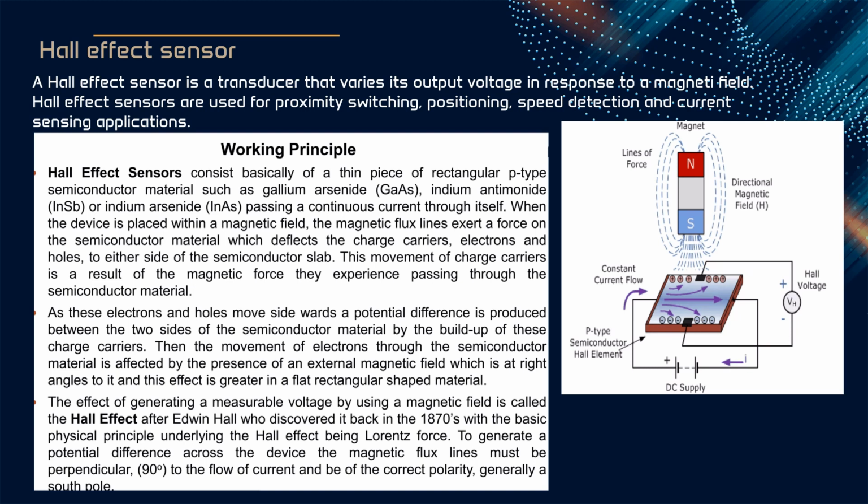Then the movement of electrons through the semiconducting material is affected by the presence of an external magnetic field, which is at right angle to it, and its effect is greater in a flat rectangular shaped material. You can see the diagram. The effect of generating a measurable voltage by using a magnetic field is called the Hall effect that we studied. So to generate a potential difference across the device, the magnetic flux lines must be perpendicular to the flow of current and be of the correct polarity, generating a south pole.